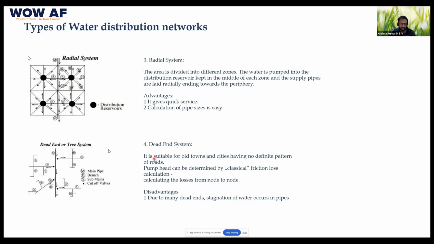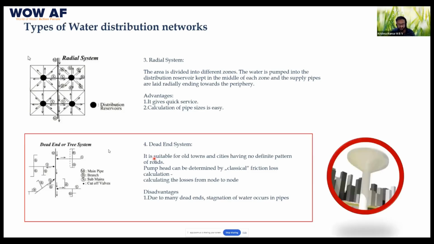So I know you would have by then sensed that this is going to be the distribution network predominantly seen in India. Yes. In India, predominantly we will see the dead end or tree kind of system, because most of our distribution networks are extended from the existing ones, based on the expansion of cities and towns. So that is the reason I have just highlighted it.